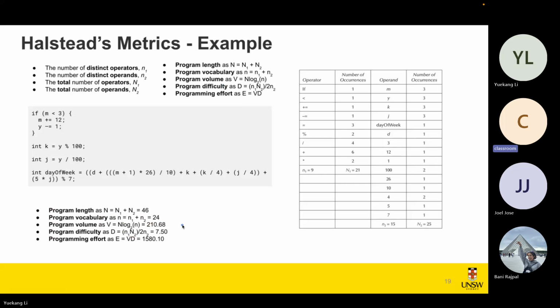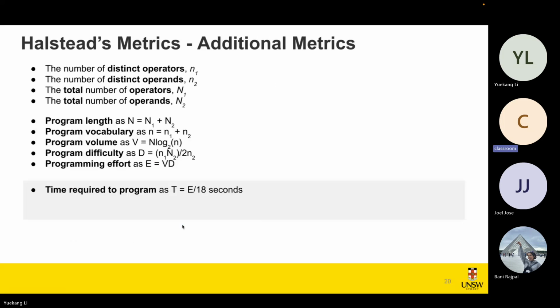And actually, in the original Halstead's metrics, the author proposed 2 other values we could calculate. The first one is the time required to program. It is calculated like this. So it is the programming effort divided by 18 seconds. That is the estimated time for writing this program. But we will see this is kind of ridiculous. I don't think this value makes sense, but it is defined like this in Halstead's metrics. I don't think it's real.